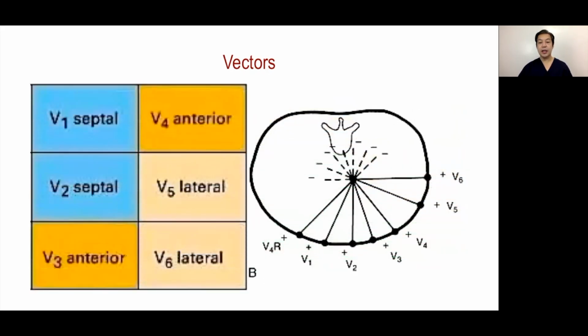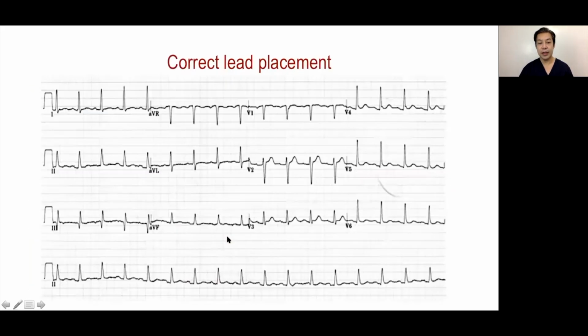With the precordial leads, if you imagine the LV to be in the center of this figure, you will appreciate that V1 and V2 will be looking at the septum of the left ventricle. V3 and V4 will be looking at the anterior part of the ventricle, and the lateral part of the ventricle will be closest to that of V5 and V6. That's why we term V1 and V2 to be septal leads, V3 and V4 to be anterior leads, and the lateral leads will be V5 and V6.